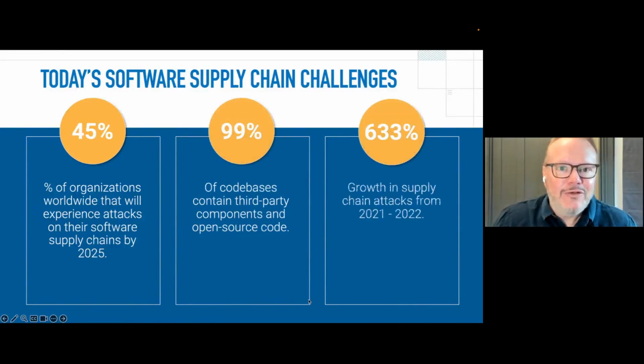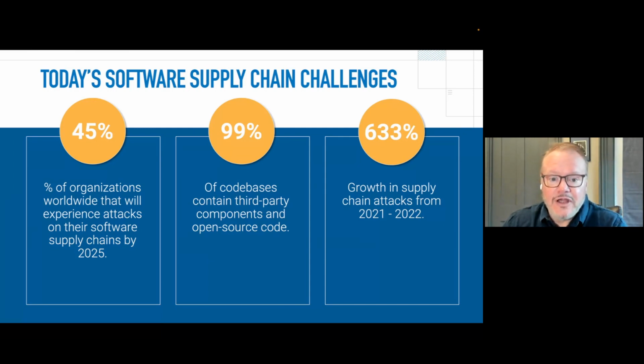And then when we look at the numbers, and these numbers come from analyst firms like Gartner and Forrester, 45% of organizations will experience software supply chain attacks by 2025. 45%, almost half. So almost half of you on the call today, your organization will be hit by a software supply chain attack by 2025, according to this stat.